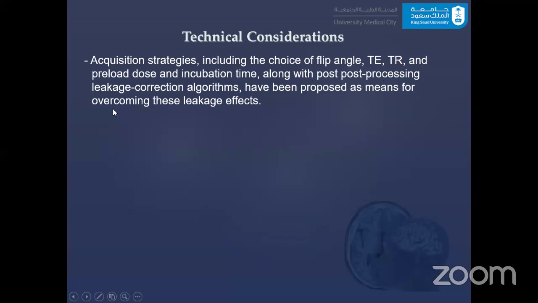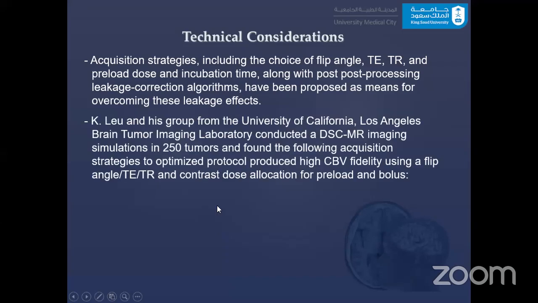Again, along with the post-processing, leakage correction algorithms, which are available now in most post-processing software, have been proposed as a means of overcoming these leakage effects. For example, Lee from the University of California, in the brain tumor imaging laboratory, studied about 250 tumors, and they found the following acquisition strategies to optimize the protocol, producing high cerebral blood volume fidelity using a flip angle.